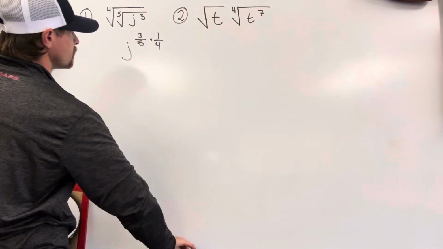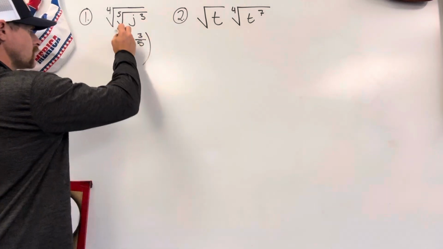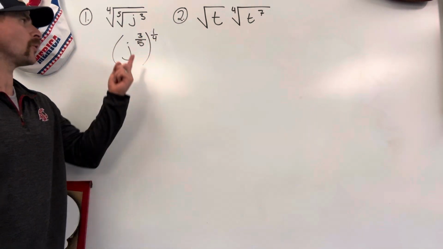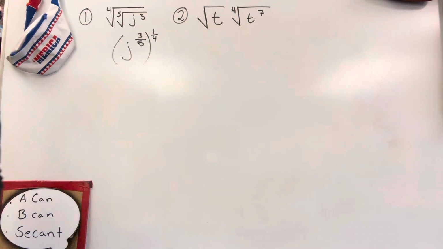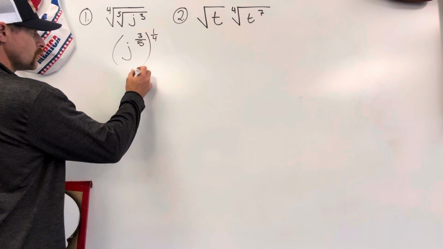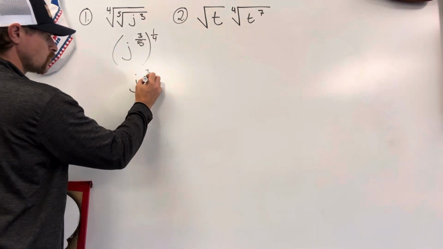You could also write this out to the power of 1/4. So you could take all of this and put it to the power of 1/4, which exponent rules tell us we got to multiply these either way. So when we multiply those together, you're going to end up getting j to the 3 times 1, which is 3, 5 times 4, which is 20.